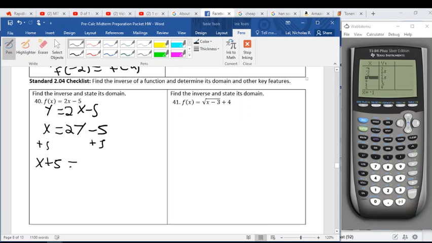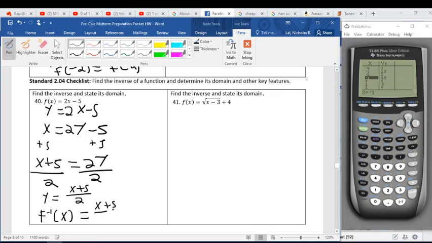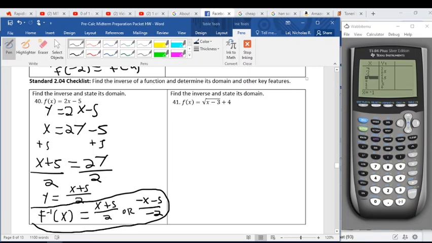x plus 5 is equal to 2y, divide both sides by 2. And y is equal to x plus 5 over 2. So we write it in inverse notation. The inverse, f negative 1 of x, is, so that's the inverse. That's either x plus 5 over 2 or negative x minus 5 over negative 2. Two ways to describe it. So that's problem number 40.